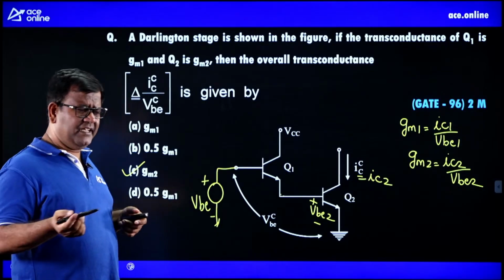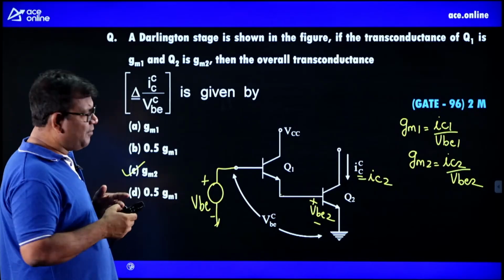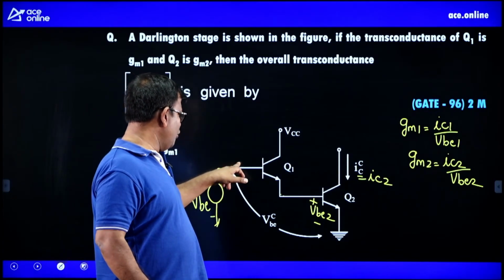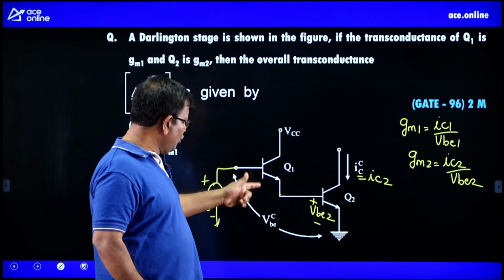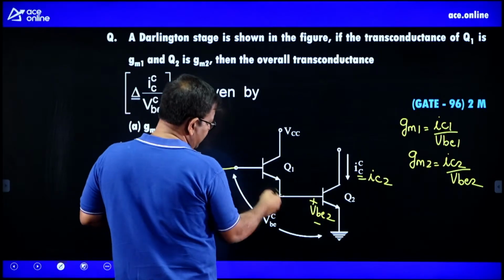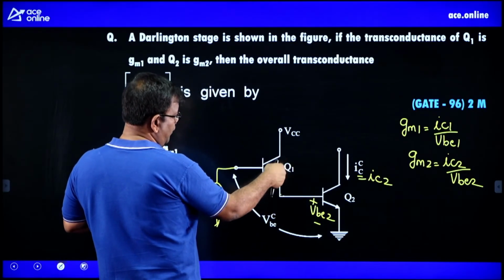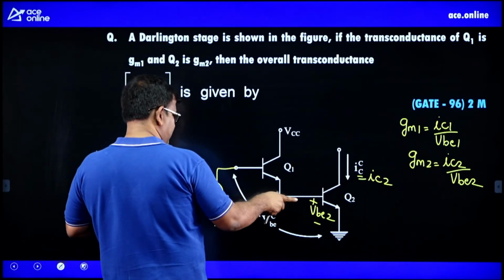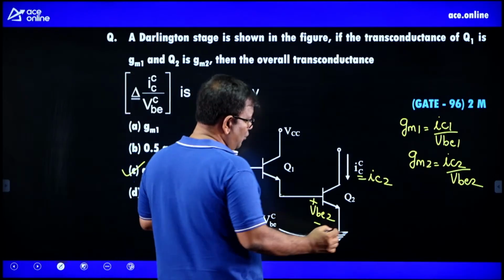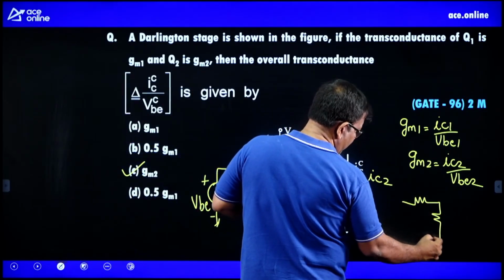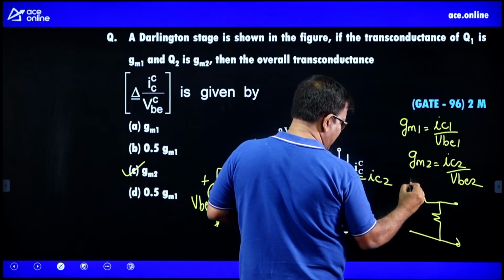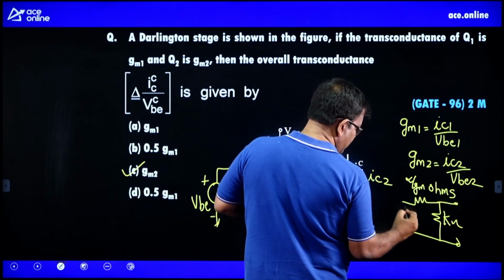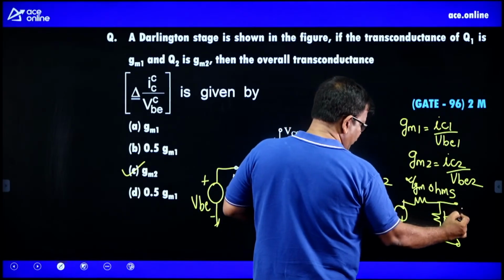But in some textbooks it is given 0.5 GM2, but that is wrong, because this is an emitter follower. The output at the emitter follows the input, and moreover there is a mismatch here. The output resistance of Q1 is alpha by GM, and the input resistance here is R pi. So it's almost like a voltage divider, with alpha by GM ohms here and kilo ohms here. So whenever you apply any voltage, it's going to manifest here.